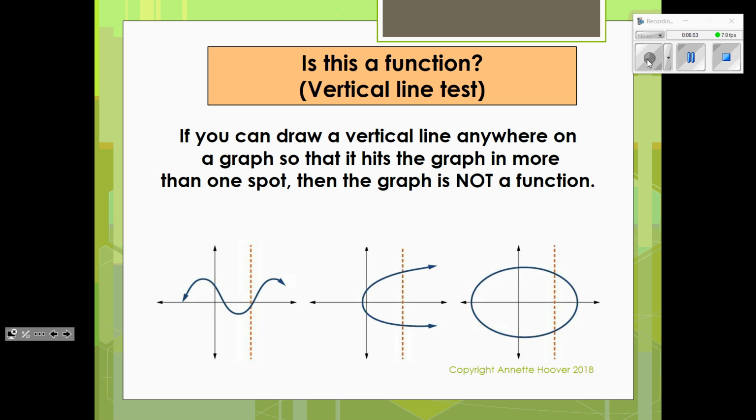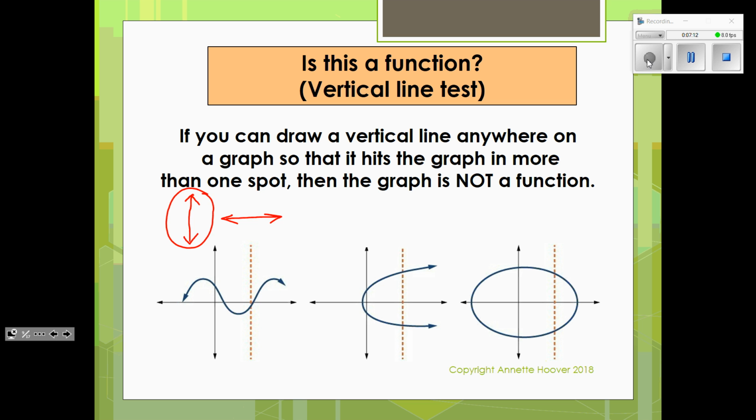Now, if you have a graph, if the function is already drawn for you and you don't have a list of ordered pairs to look at, we can do something called the vertical line test. A vertical line test, now vertical, remember, is up and down like the y-axis is. This is horizontal, this is vertical.